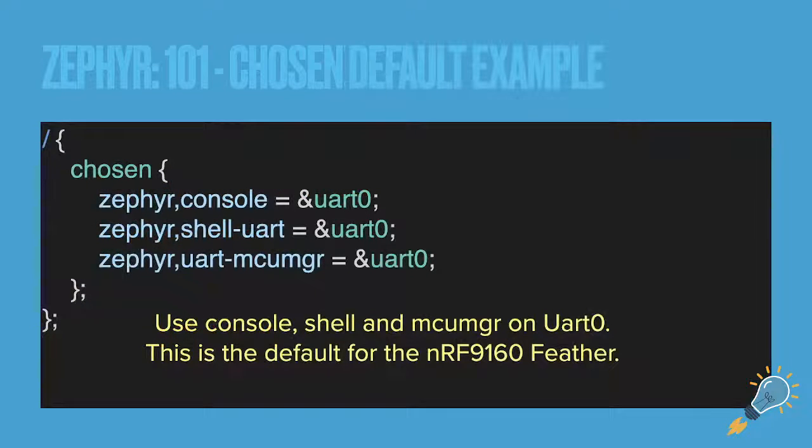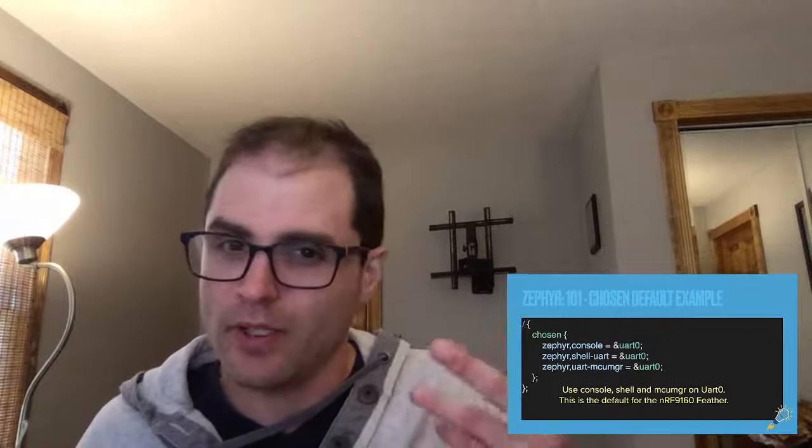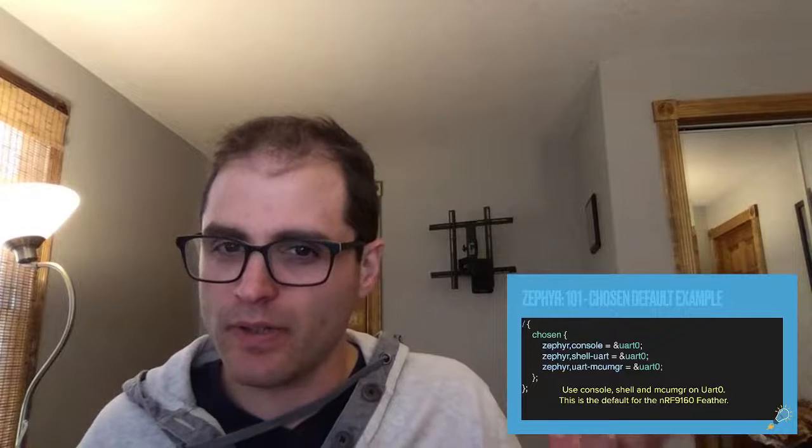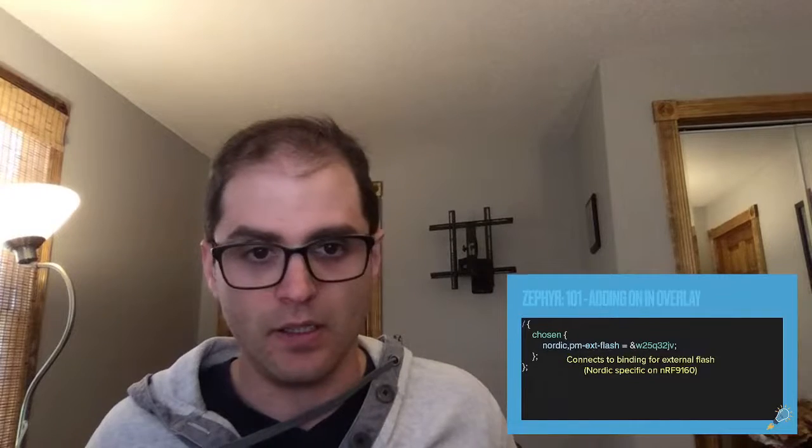I've put a bunch of examples together so you can see, here's the default, and here are some other ones that use different features in different parts of Zephyr. This one is the default from the nRF9160 Feather, and I'm just calling out everything, and it's going to UART 0. That includes MCU Manager, the shell, and console. Now, this is the default, but what if you want to add on other features? Do I really have to use the console on UART 0, or can I move the console to something else? That's the point of this.